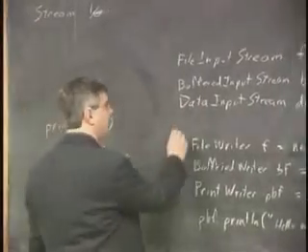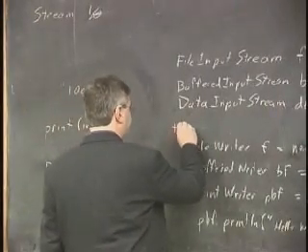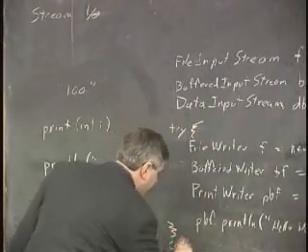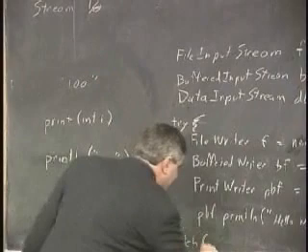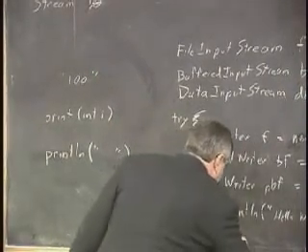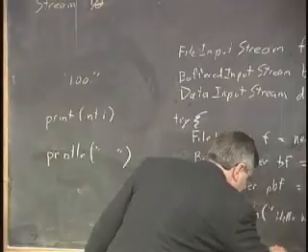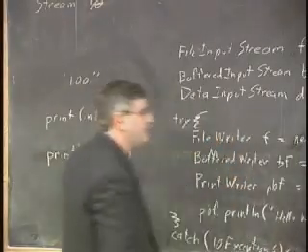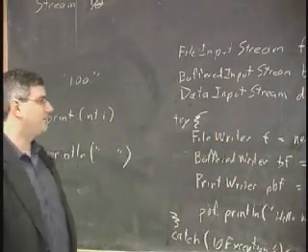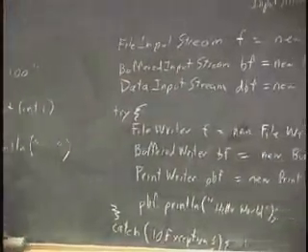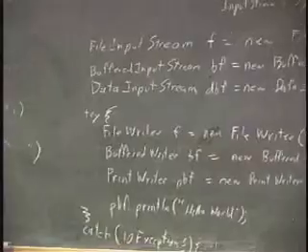And of course, all these guys we would need to wrap in a try and a catch for IOException, in case anything went wrong, like this file was not available or it didn't exist or whatever. Okay.